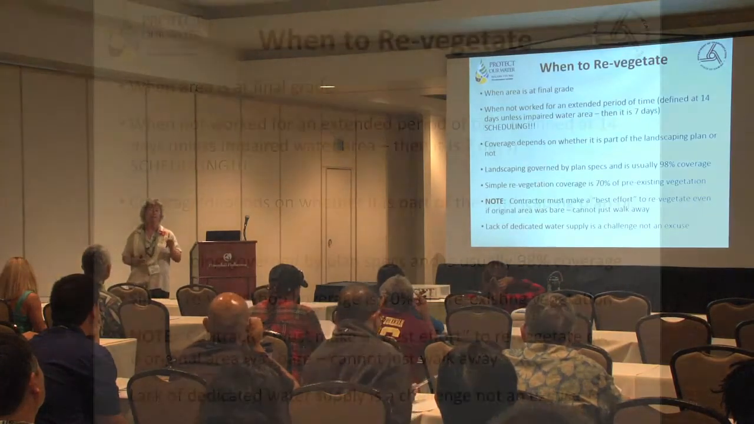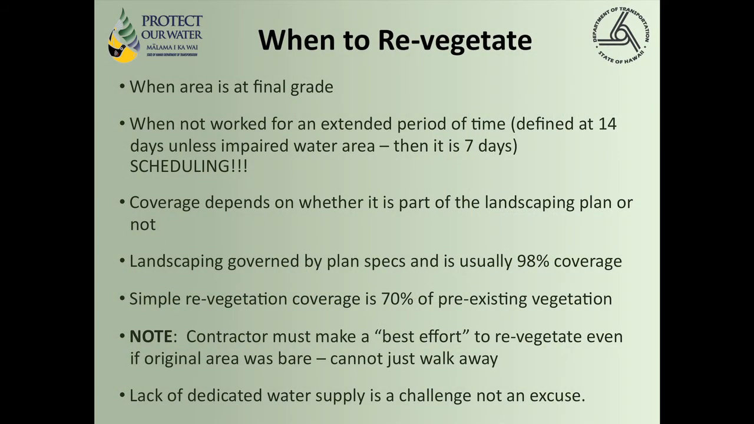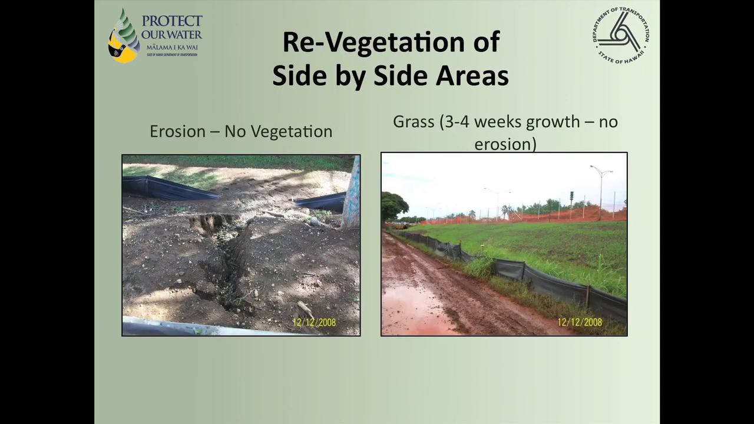You must attempt revegetation. We're spending over $6 million right now, today, revegetating bare areas that have been bare for, I can't remember anybody that knows that there was grass there unless they were there when they built the road. And lack of a dedicated water supply is a challenge. It's not an excuse. Example why revegetation is important: these slopes were side by side, same day, without mulch, 3 to 4 weeks growth.